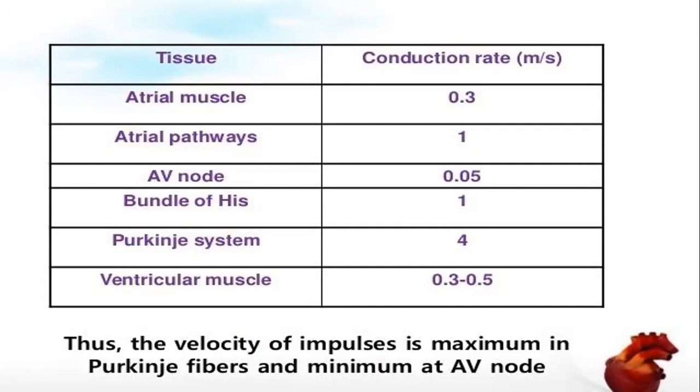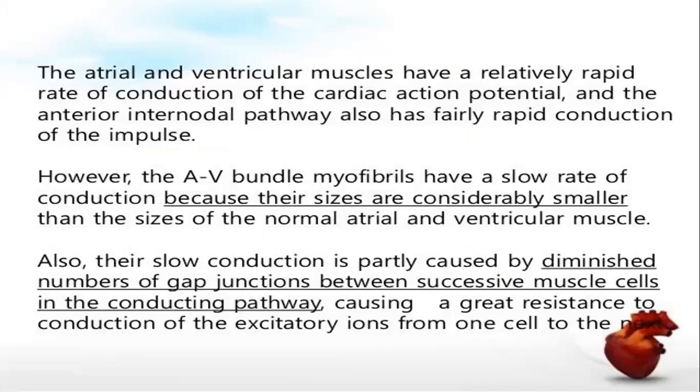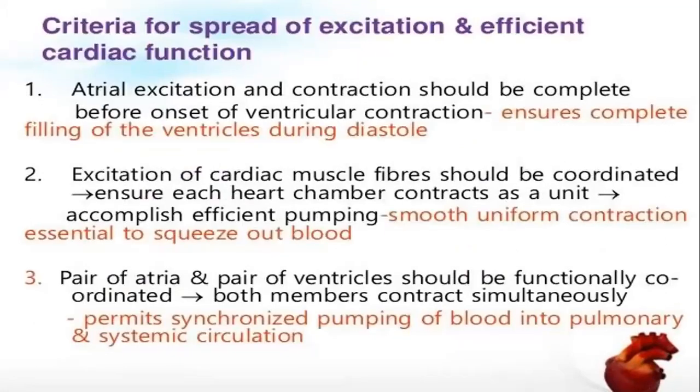So the conduction velocity varies from one tissue to the other. It is maximum at the Purkinje fibers and minimum at the AV node. Wherever there are fewer gap junctions and more fibrous tissues, the conduction velocity decreases. Where there are more gap junctions and less fibrous tissues, the conduction velocity increases.